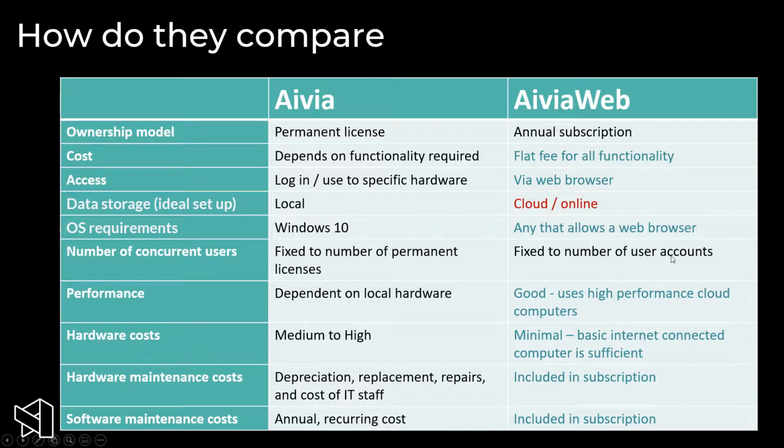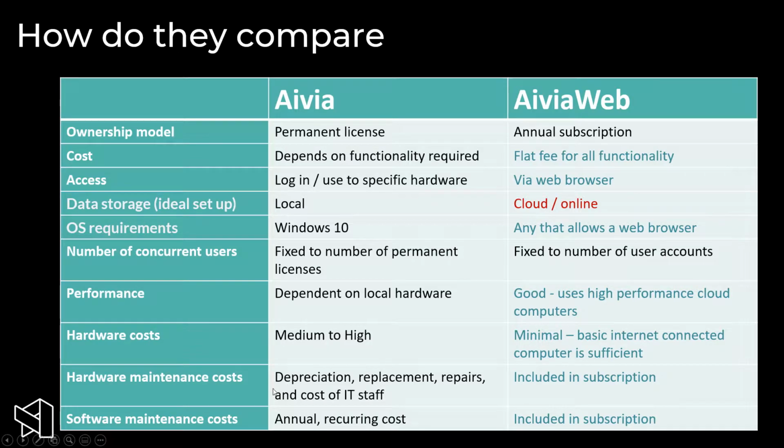In terms of performance, with Aivia, it's dependent on what hardware you have available, whereas with Aivia Web, you should have very good performance every time because it uses high-performance cloud computers. In terms of hardware costs, it's medium to high. This is relative, of course, because you're depending on what you actually buy to run. But with Aivia Web, there is really minimal cost. You can just use a basic laptop or desktop as long as it has an internet connection.